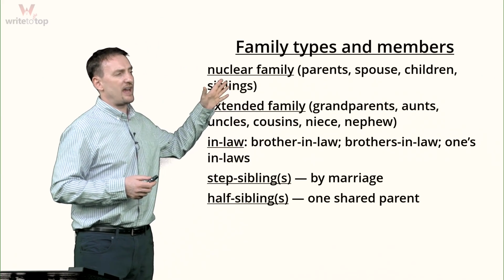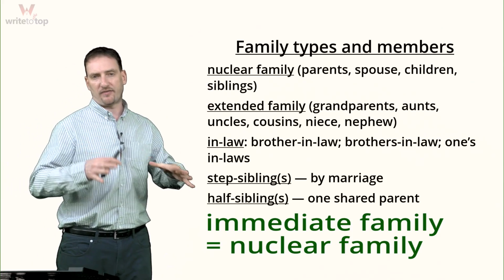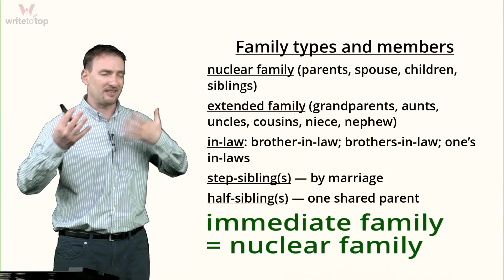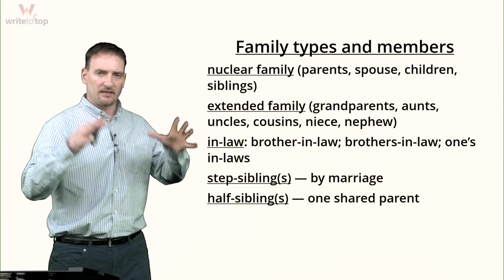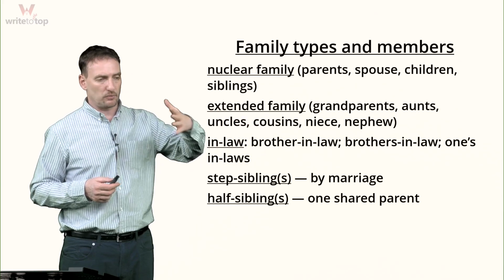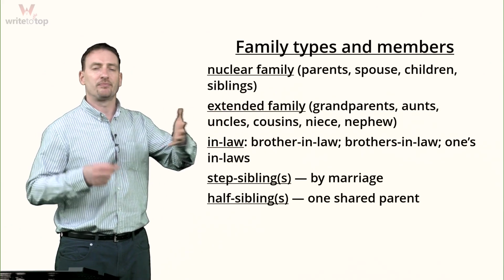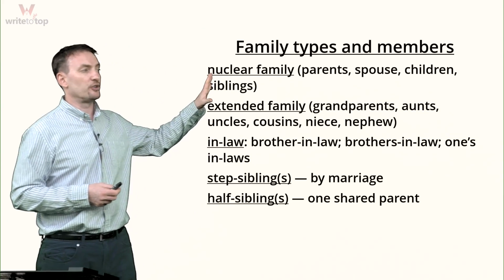So we're going to start with the family types, the nuclear family. This is your immediate family, the ones that live with you in your house. In an average house, this is who lives in it. Brother, sister, mother, father, spouse, wife, husband, sibling, brother, sister, and then kids and all that. So that's your nuclear family.